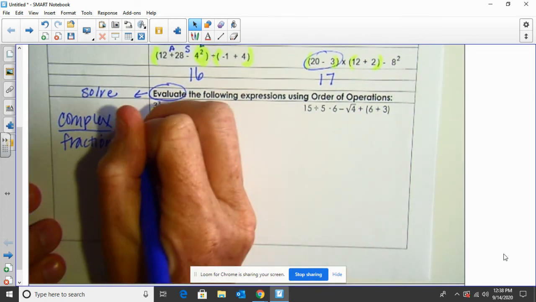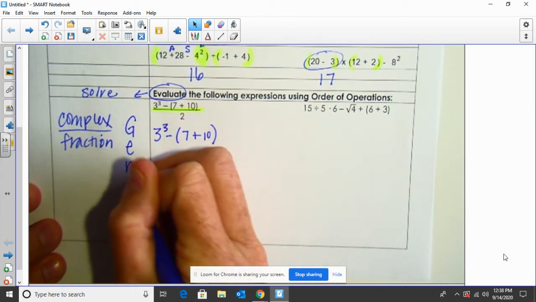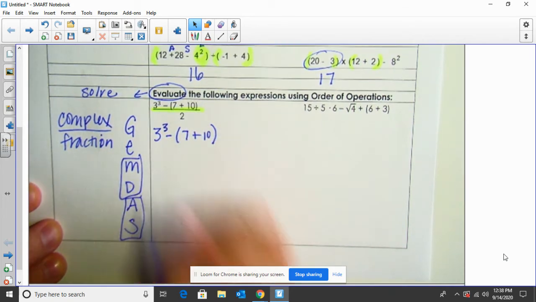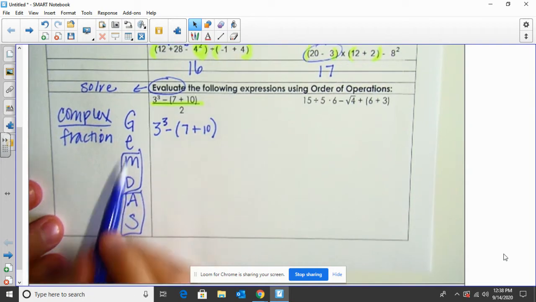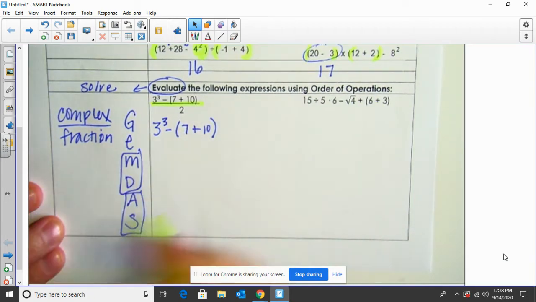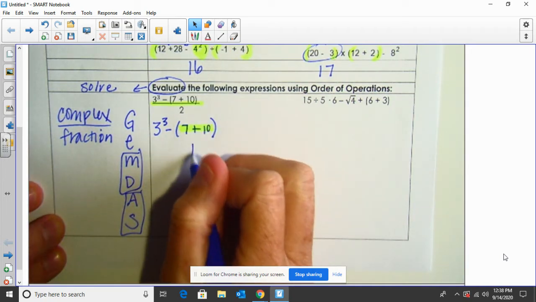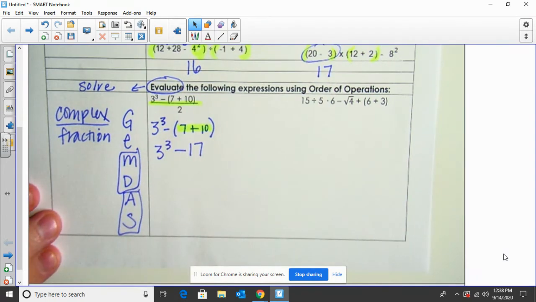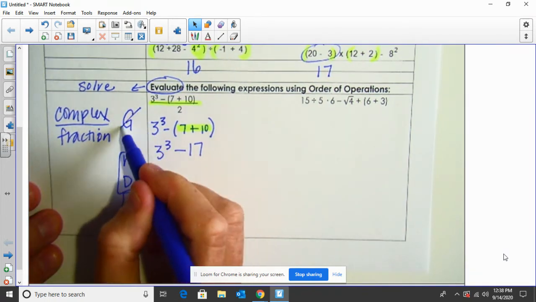Okay, so if I write my checklist, my groups. All right, so my first is G for grouping symbol. Within the top problem, I do have a grouping symbol right here. I have 7 plus 10 inside my parentheses, and 7 plus 10 is 17. It's important that I bring everything else down. Okay, so I've done my grouping symbol.